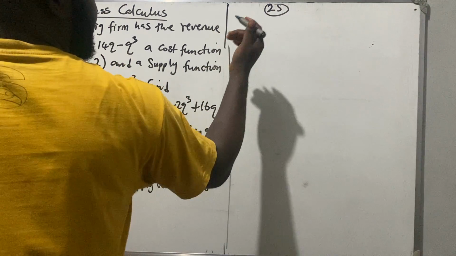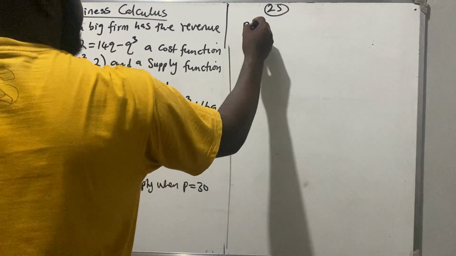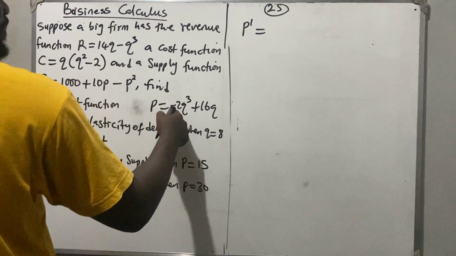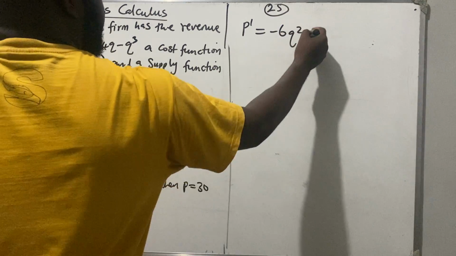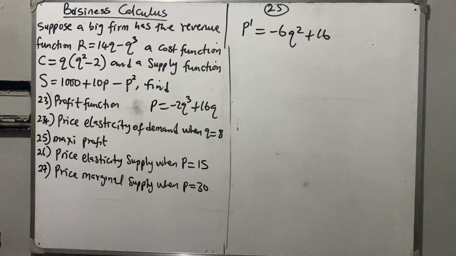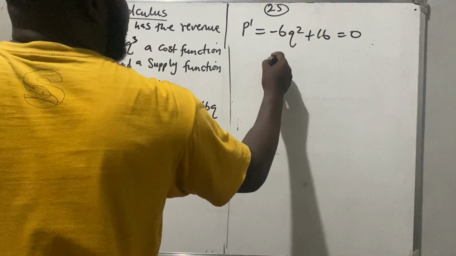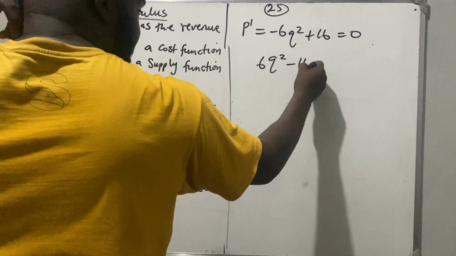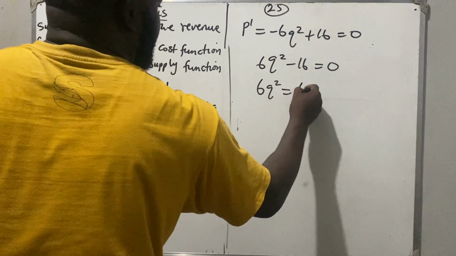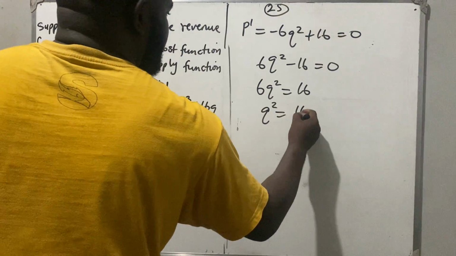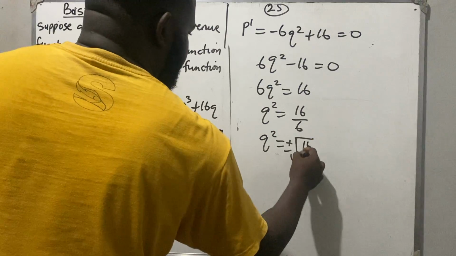You know that the first thing is to get the critical point, and at the critical point, the first derivative is 0. So P prime, multiply by the power, remove 1 from the power, is minus 6Q squared plus 16, and this is equal to 0. Therefore 6Q squared minus 16 is equal to 0. If I move everybody to this side, 6Q squared is equal to 16. So Q squared will be 16 over 6, and Q will be plus or minus the square root of 16 over 6.